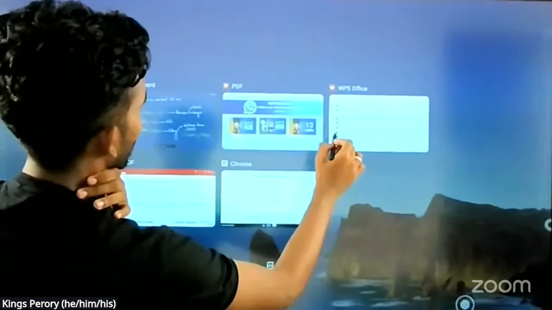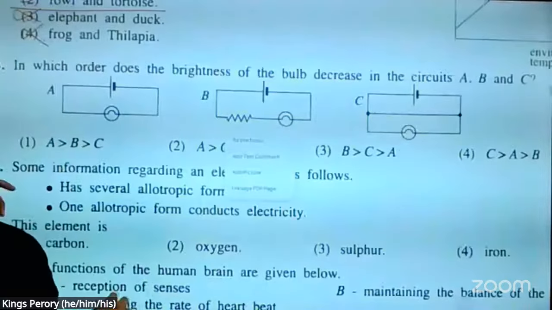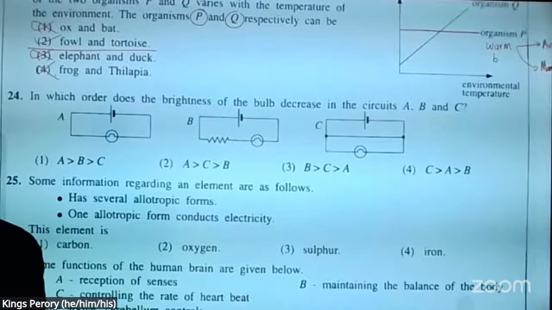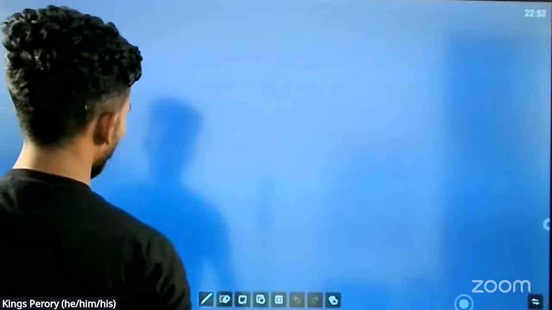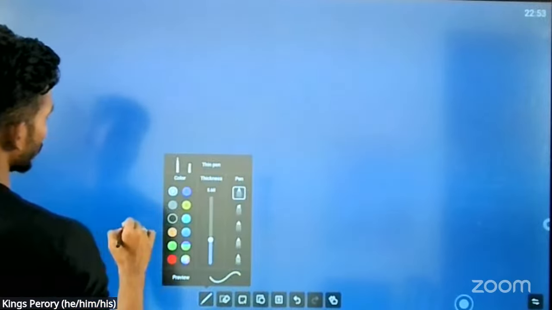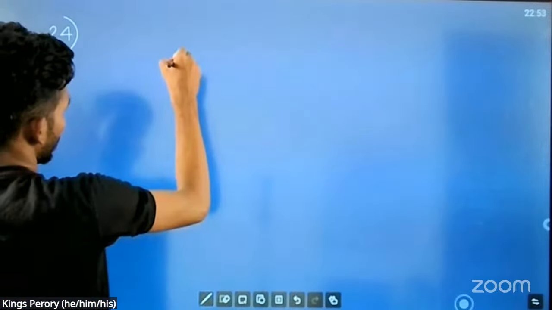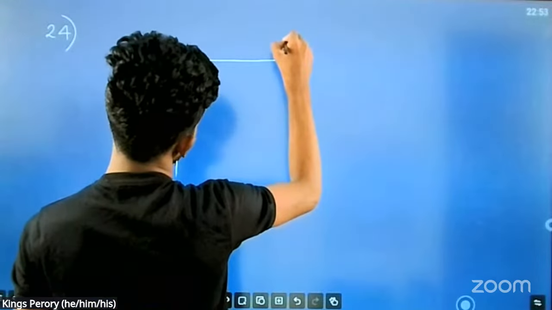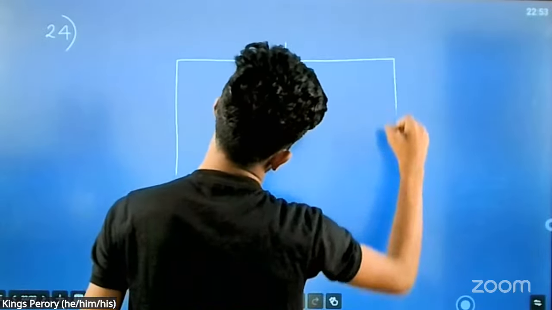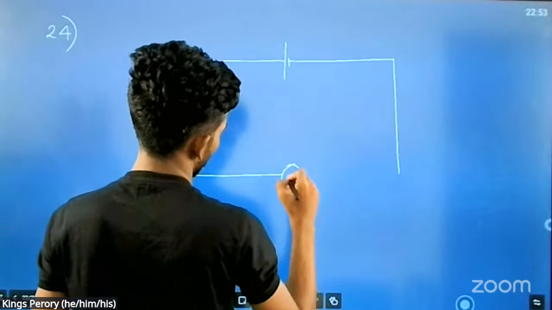What's the question number? 24, no? Question number 24. You should know about short circuiting. On a slide, you have a circuit. Let's take a bulb is there.